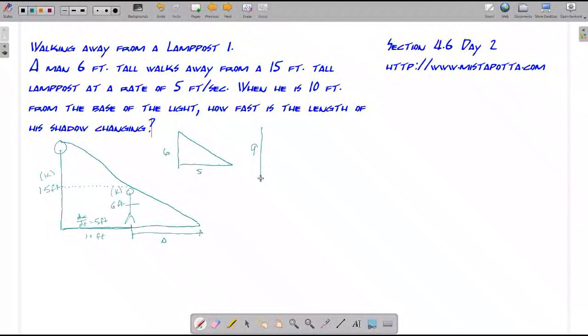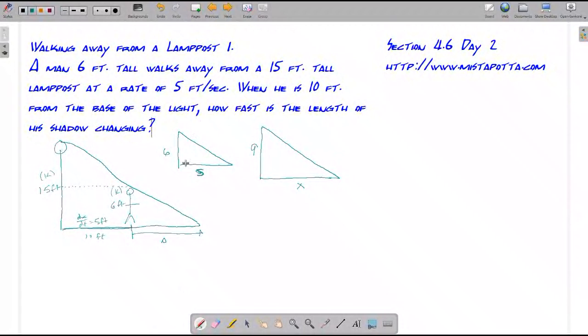And the distance from the lamp post to the man is x. And at this exact moment, it's 10 feet. But it's a changing distance, so I don't want to treat it as a constant. So I've got 6 and s. And I've got 9 and x.